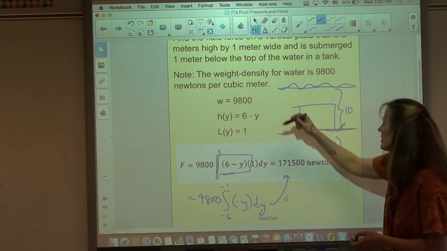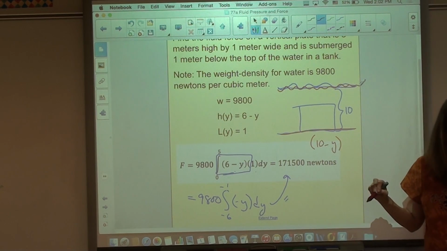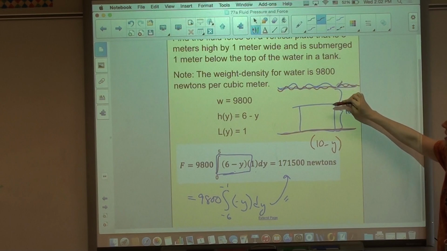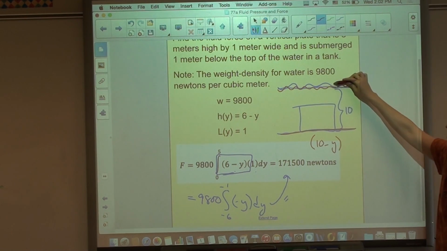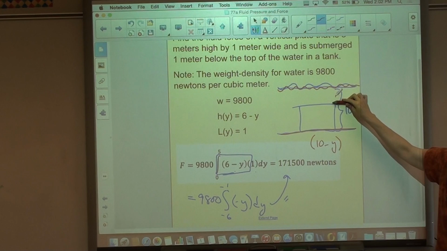If I put my x-axis here instead, then this is y equals 0, and I would go down from there. If I go down a foot, my depth is 1, but my y value is negative 1. If I go down 2 feet, my depth is 2, my y value is negative 2. So in general, my depth would be negative y.